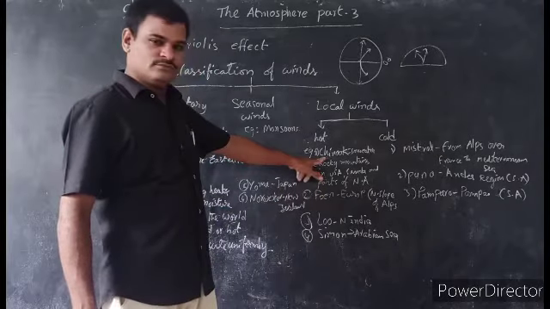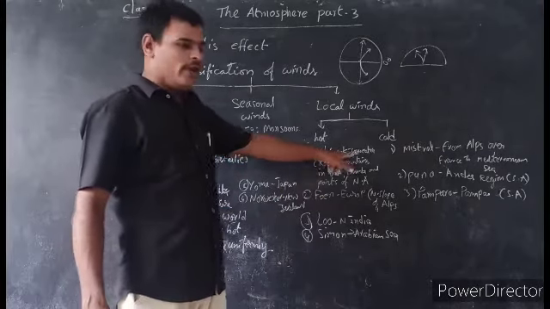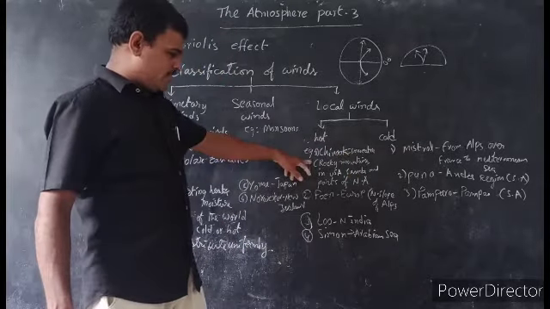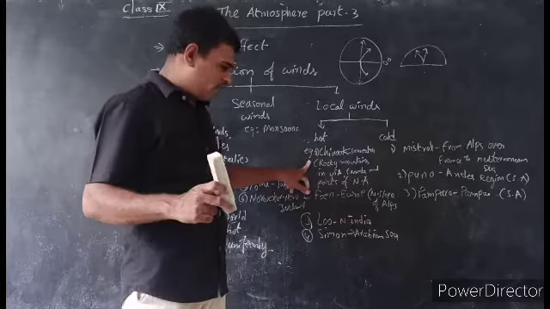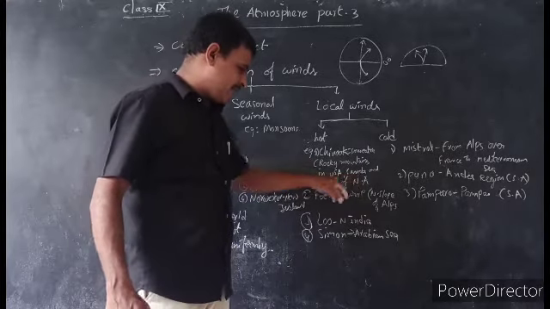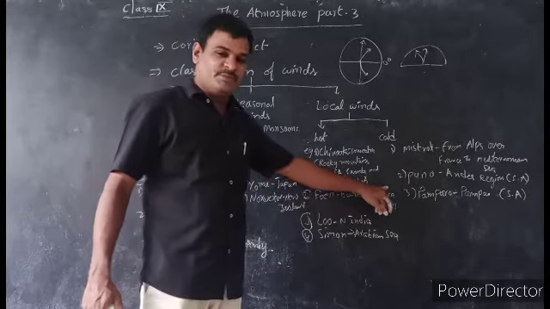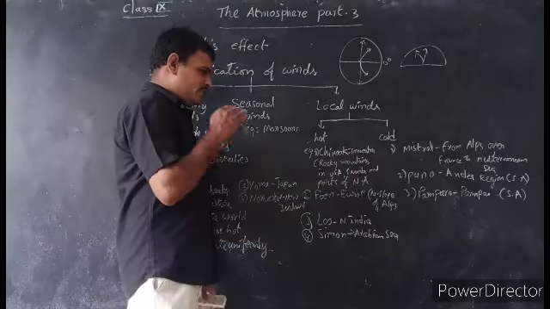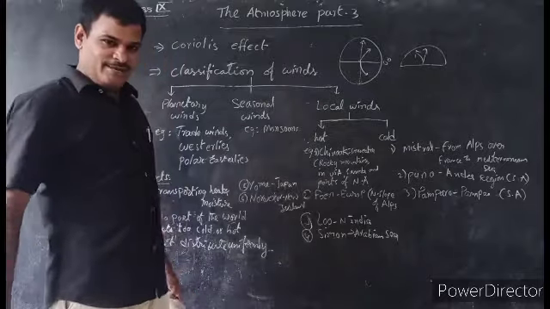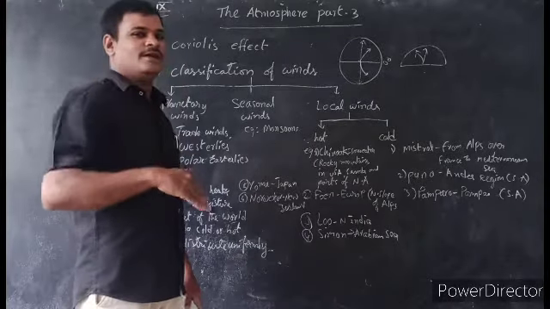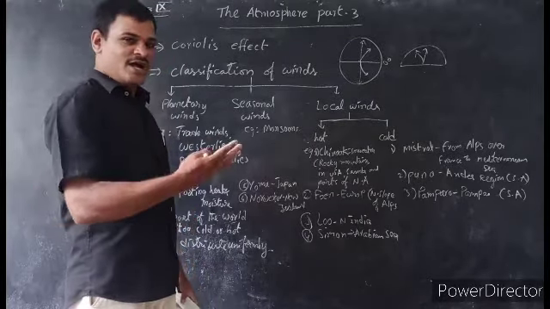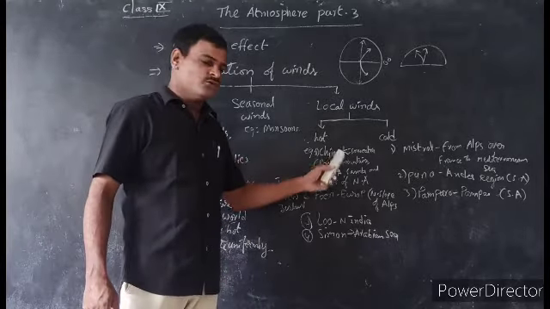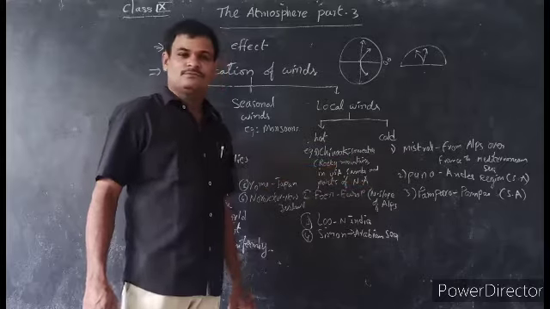One is Chinook. Chinook means snow eater, because in the Rocky Mountain regions in the USA, Canada and some parts of North America, we can see the Chinook. When the Chinook reaches that area, the snow and the grass are evaporated due to the hotness of the Chinook winds. For that it gets the name snow eater.